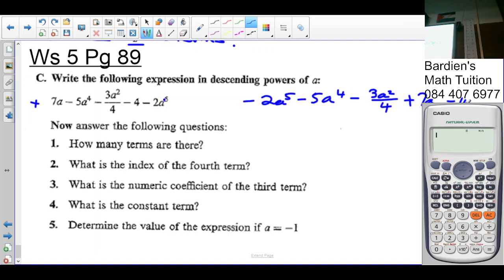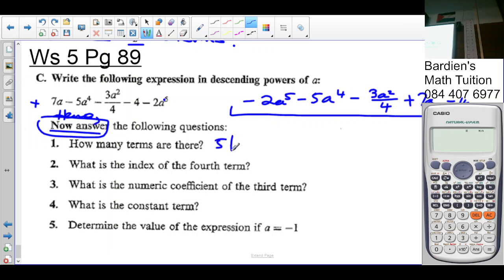Now answer the questions, which now means I must look at this here. Instead of saying now answer, what could it have said as well? Hence, no? I think you've seen that in your last exam. Instead of now answer, we could have used hence. Okay. How many terms are there? 1, 2, 3, 4, 5 terms.